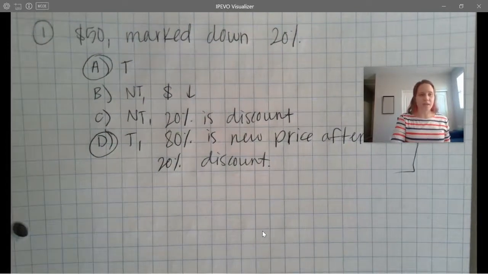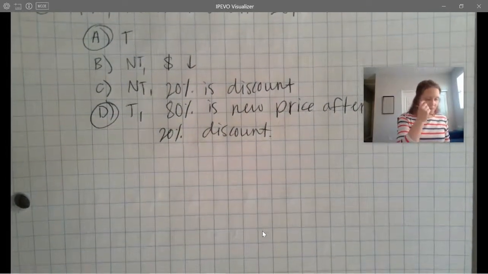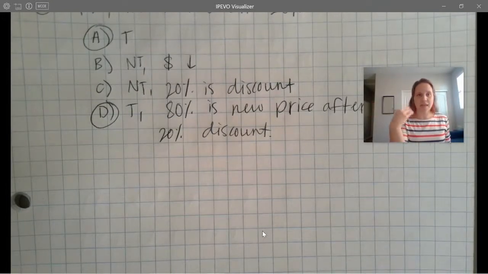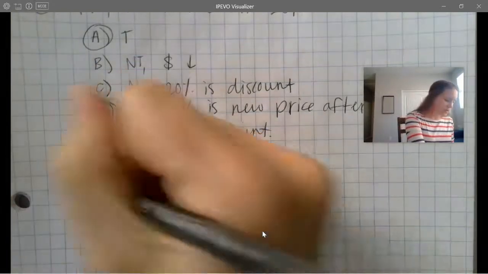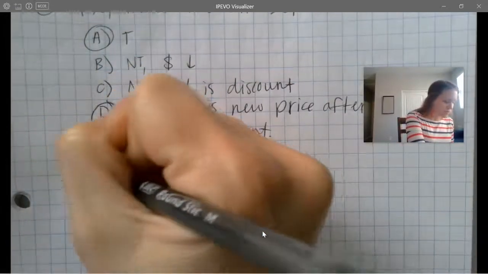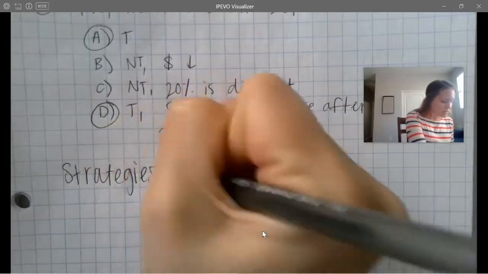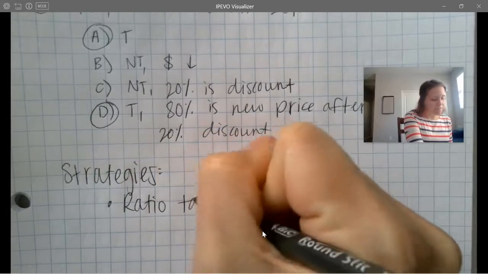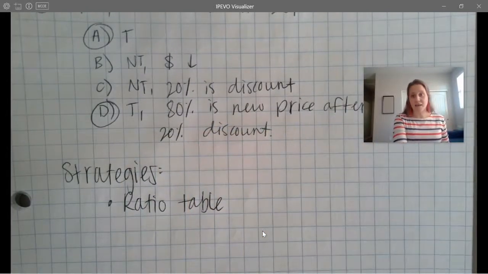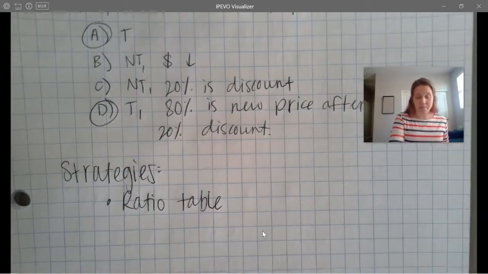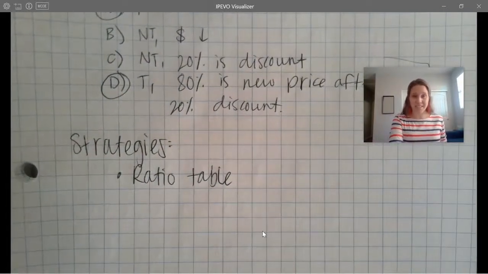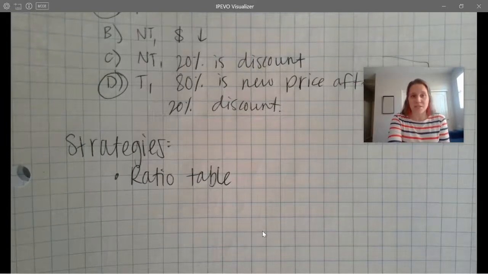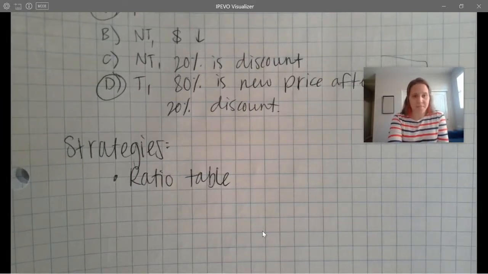So let's take a few notes underneath your work for question 1. If I want to find the percent of something, I could write a ratio table. So I'm going to go ahead and jot a note. What are some strategies I could use? I could use a ratio table. Personally, I love this strategy for 7th graders because it's so connected to the work that you've been doing really well in 6th grade and 7th grade with ratios and proportional relationships.